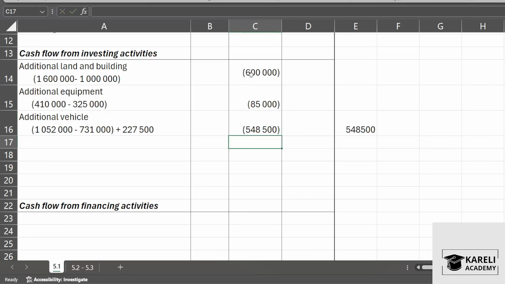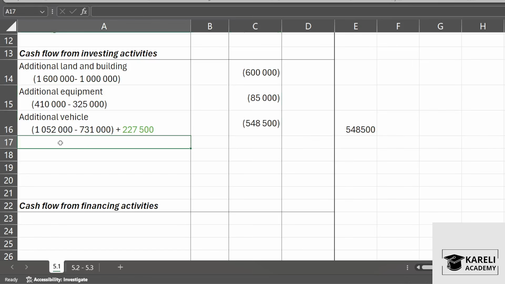So meaning the asset that was sold should be added. The asset that was sold should be added. Meaning, always you take the closing balance or the amount at the end of the year minus the opening balance. Then the sold one should be added. Then it will give us this amount. I hope you are following me. And then we are done with additional assets.